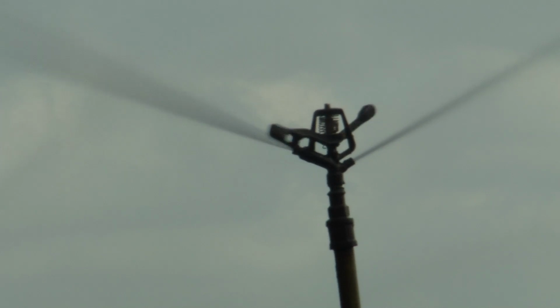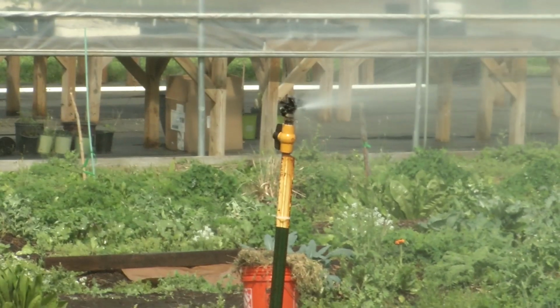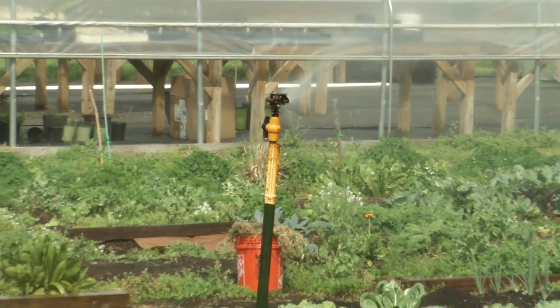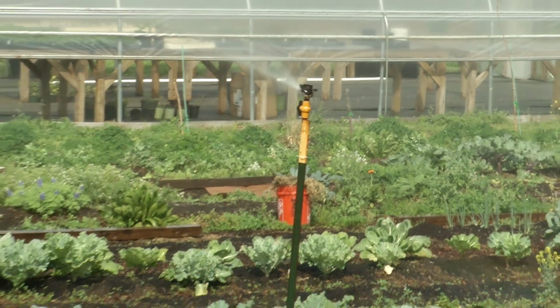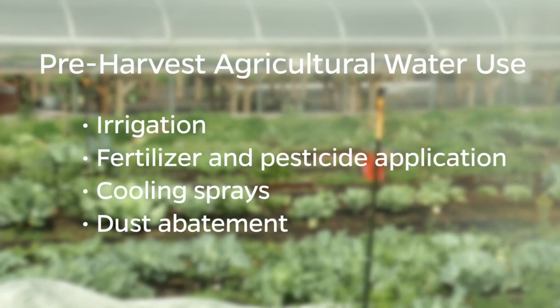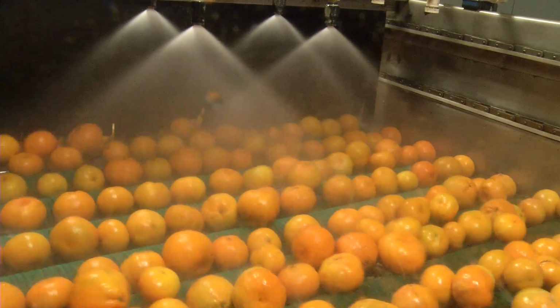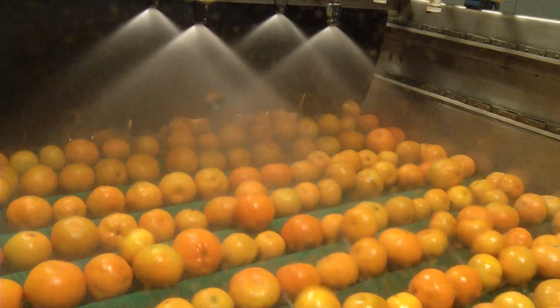Agricultural water is water that is used, intended to, or likely to contact the harvestable portion of the crop. Some production practices in which the pre-harvest agricultural water is used include irrigation, foliar application of fertilizers or pesticides, cooling sprays, and dust abatement. For post-harvest settings, water may be used to transport, rinse, wash, or cool produce.